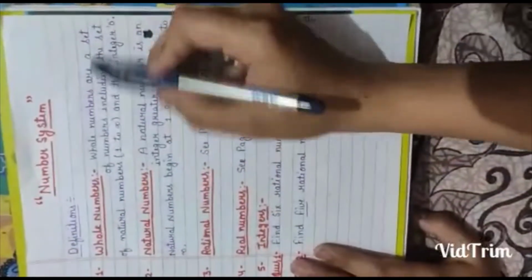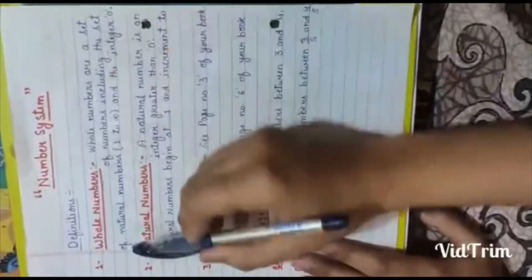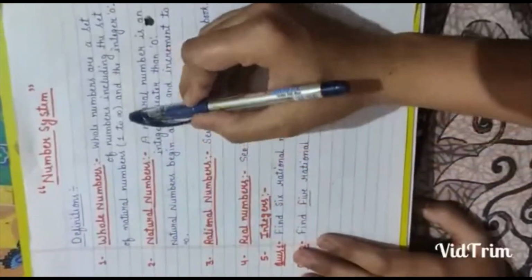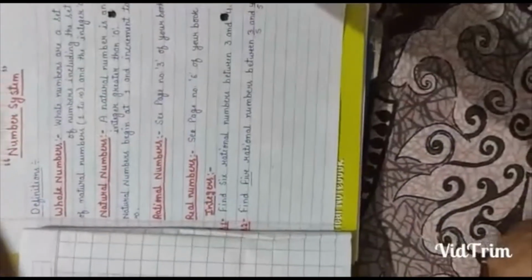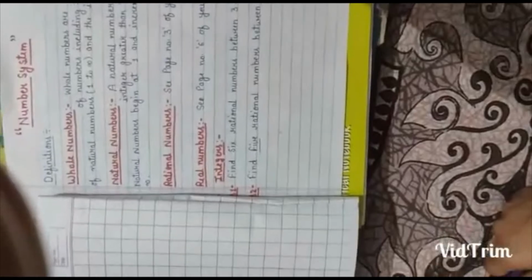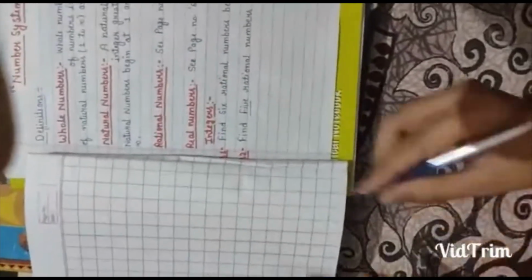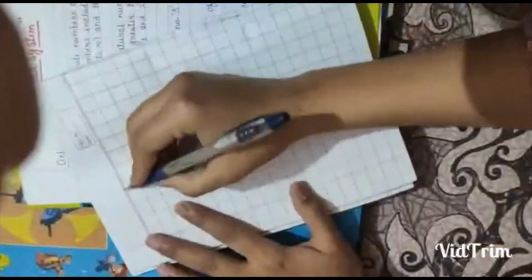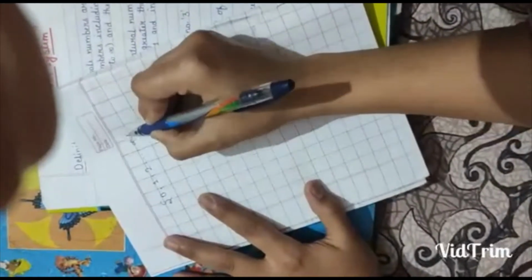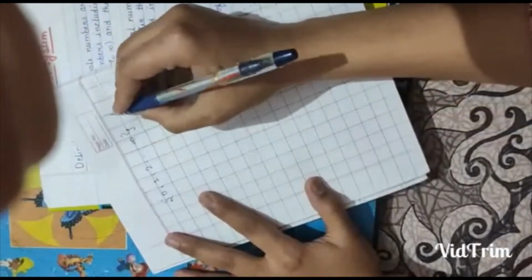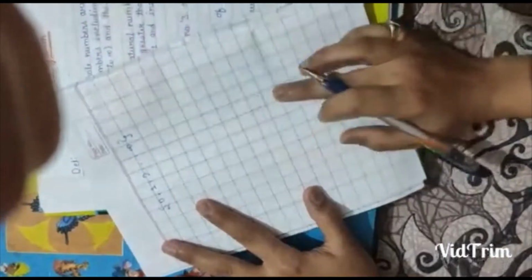Whole numbers are a set of numbers including the set of natural numbers and the integer 0. It means whole numbers start from 0 to infinity. Now I will show you with an example: 0, 1, 2, ... infinity. This collection is called whole numbers.